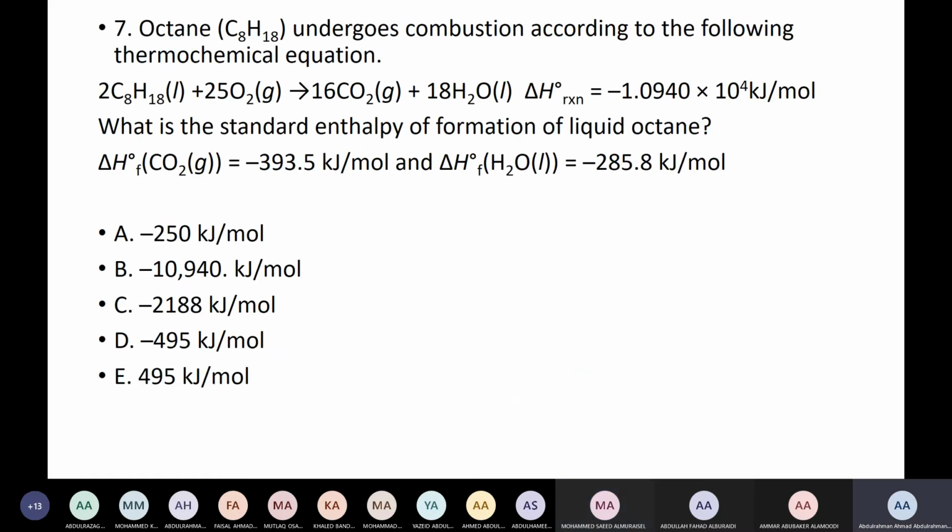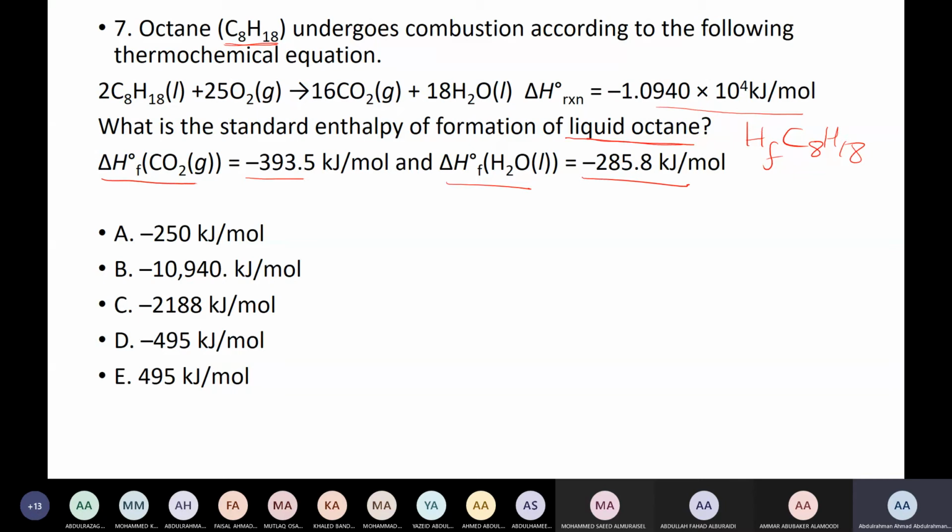Octane, as we said, is what's available in our cars, by the way. Octane undergoes combustion according to the following thermochemical equation. What is the standard enthalpy of formation of liquid octane? What's the heat of formation of C8H18? Can you calculate it? You're given the heat of formation of CO2 and the heat of formation of H2O.